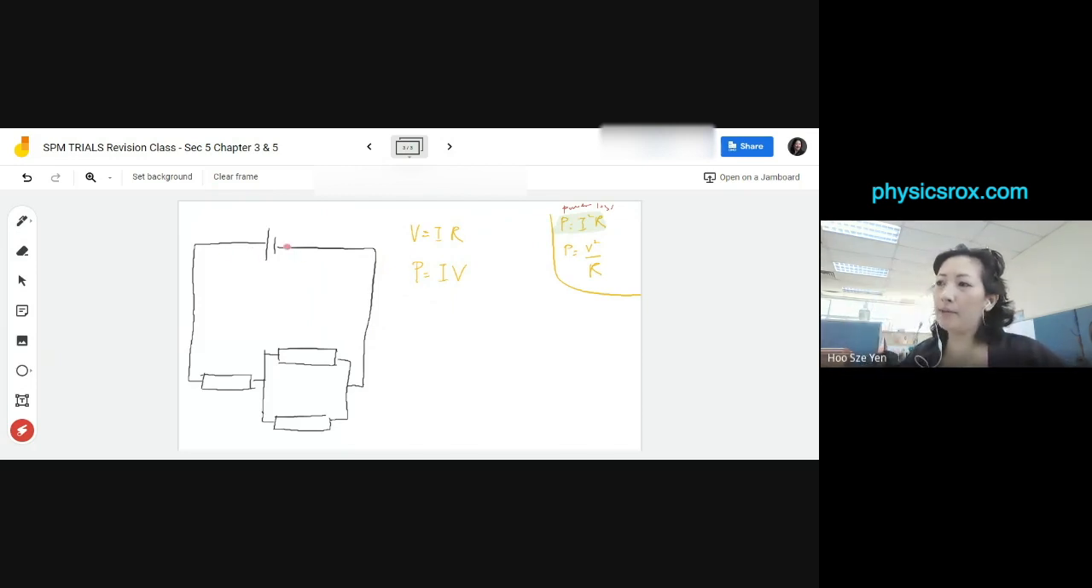So example, let's say if we have a question like this, 6 volts. If you are going to use this value, that means this is the entire V. So when you use these formulas, the V is 6. You must take current for the whole circuit and the resistance of the whole circuit. So you either use it as a whole, meaning that V is 6 volts, I is the entire current, and R is the entire resistance.